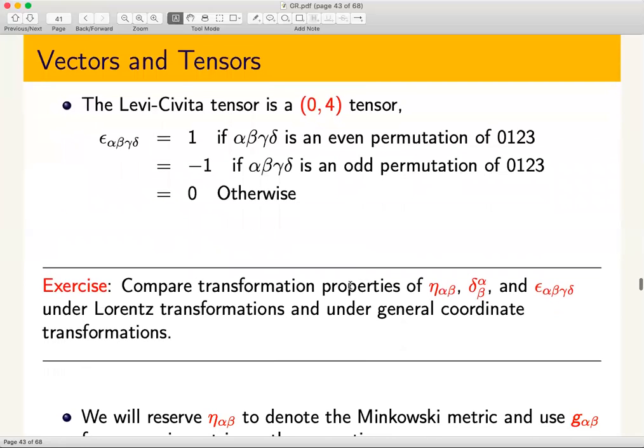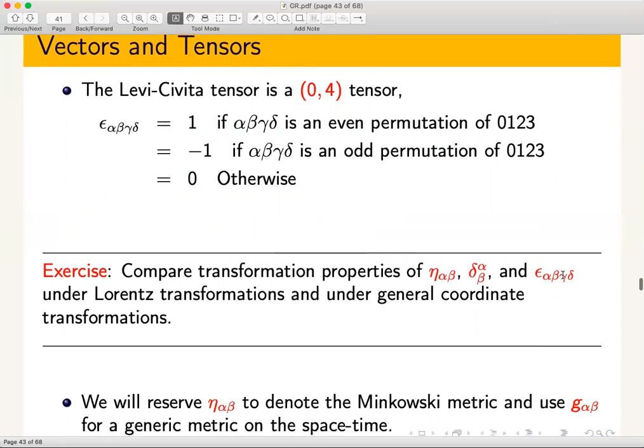So there was a small exercise again here: you can compare the transformation properties of eta alpha beta, delta alpha beta, and epsilon alpha beta gamma delta under Lorentz transformations as well as under general coordinate transformations, and check that they actually have a tensor property.